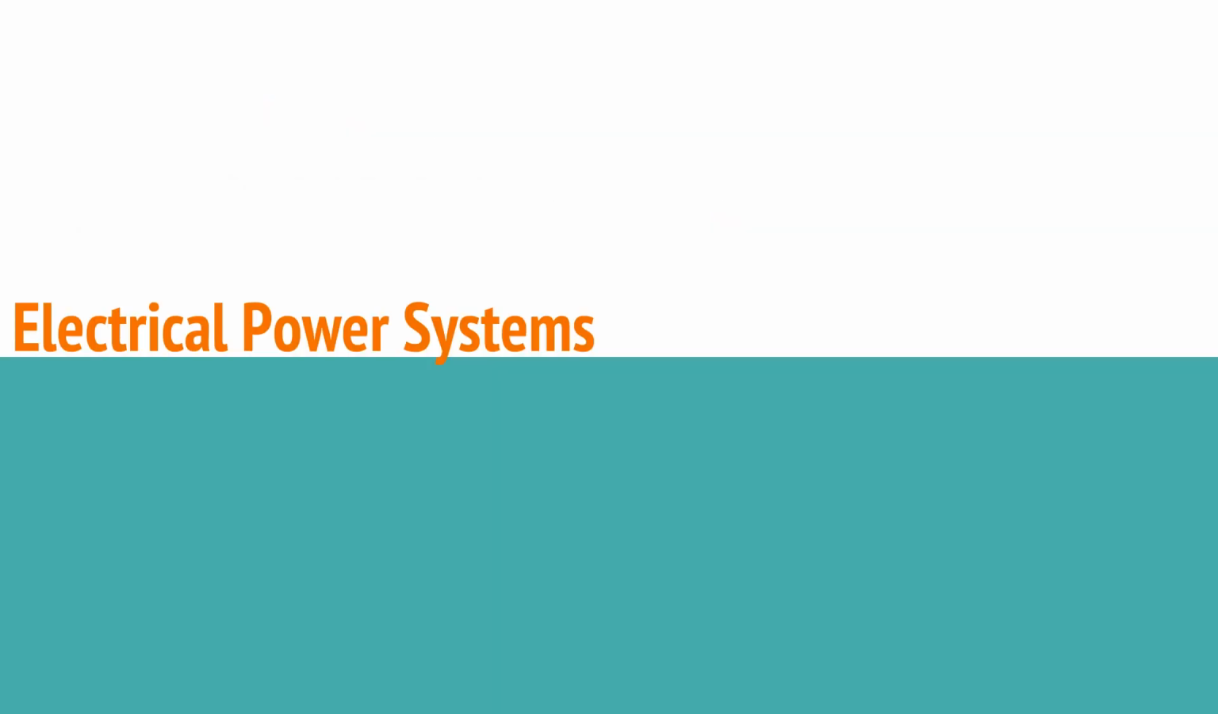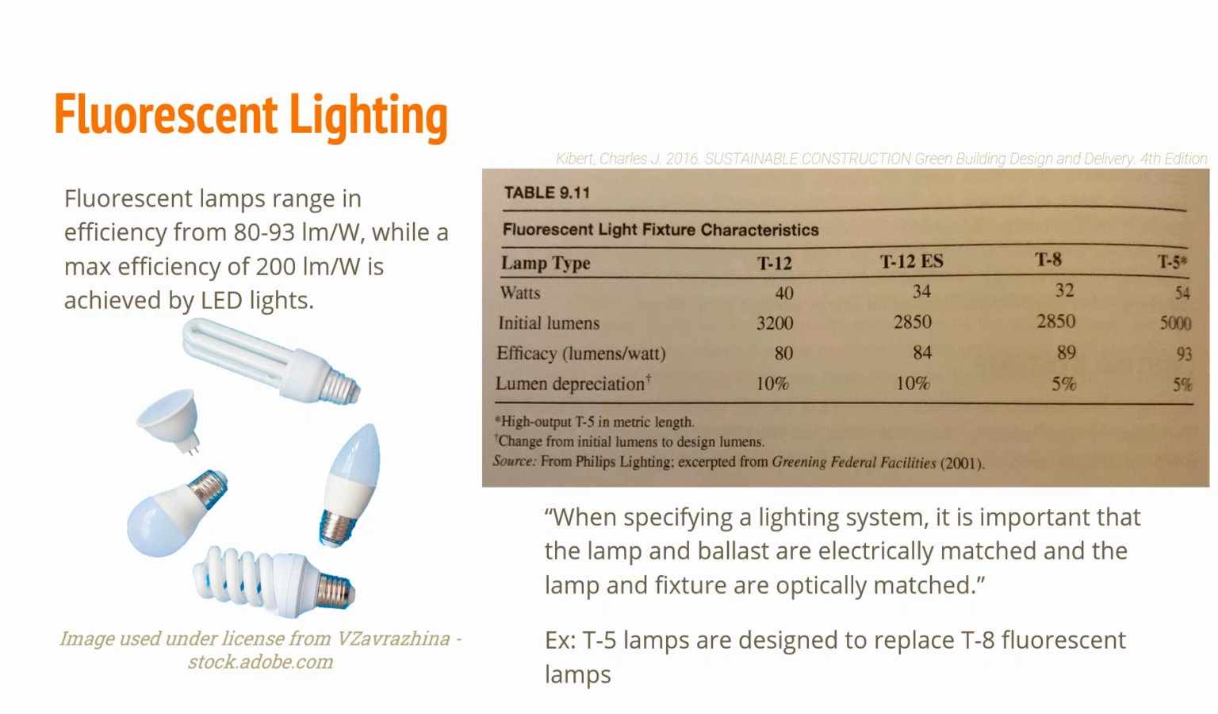From there, we have electrical power systems. So starting off, fluorescent lighting. Fluorescent lamps range in efficiency from 80 to 93 lumens per watt, while the max efficiency of 200 lumens per watt is achieved by LED lights. So with the increase in technology, we're seeing so much more optimized energy usage of our LED lights.